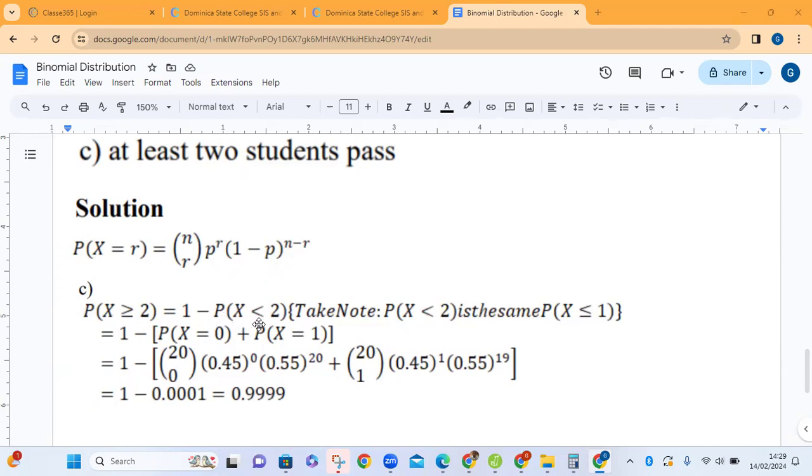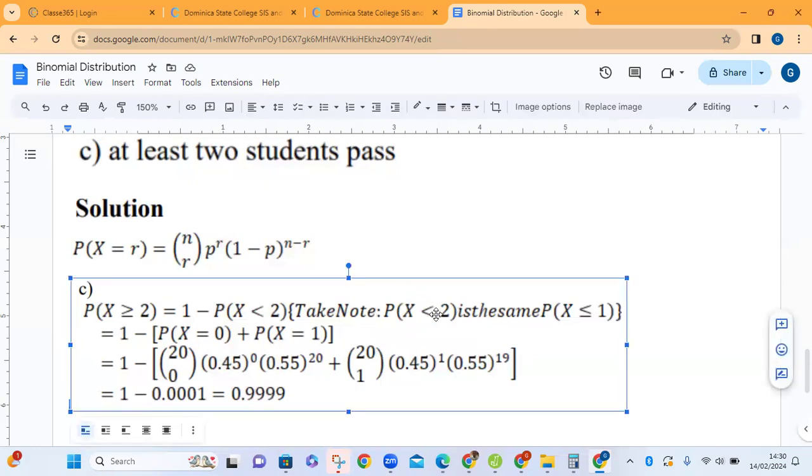less than 2. Take note that the probability of x less than 2 is the same as the probability of x less than or equal to 1, because we're talking about a discrete random variable. So less than 2 means 1, because less than 2 doesn't include 2. Less than 2 starting from 1, 1 to 0. So please take note of this very important observation, that less than 2 is the same as less than or equal to 1.